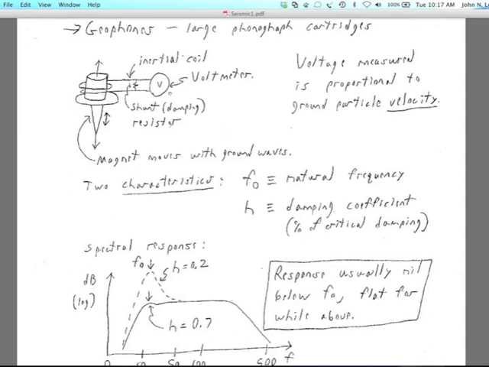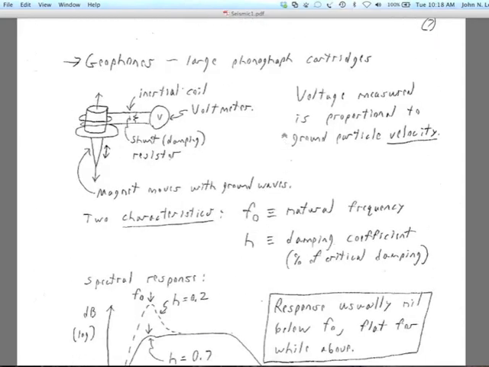And if we calibrated it, we could get back to the voltage. We could calibrate the whole system and actually get back to the actual velocity of the ground motion. We don't bother. We look at relative amplitudes and we look at relative arrival times of waves noticed by these geophones.